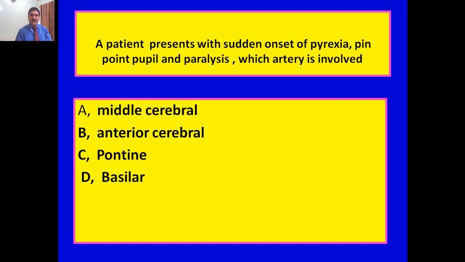Our next question is, a patient presents with sudden onset of pyrexia, pinpoint pupil and paralysis. Which artery is involved? The triad of pyrexia, pinpoint pupil and paralysis is classic of pontine haemorrhage. So the pontine arteries are involved in this setting.